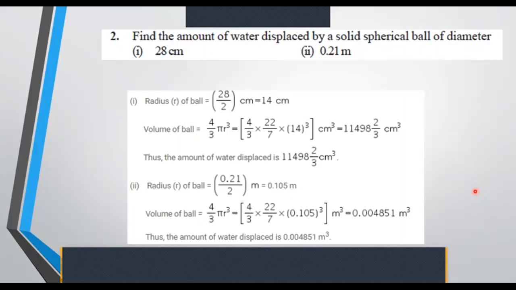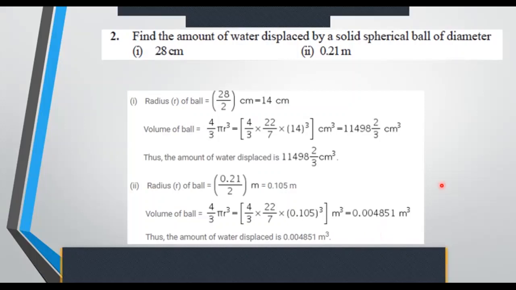Ma'am, for the second one, can we convert it into grams? No, centimeters. Somebody just now asked me and I answered. Centimeter cube. So what will you do? From meter cube to centimeter cube, you will multiply by 10 to the power of 6. So the answer will be 4851 centimeter cube. They have not asked anything, so it's your wish. You'll get marks both ways. But don't change into kilometers.